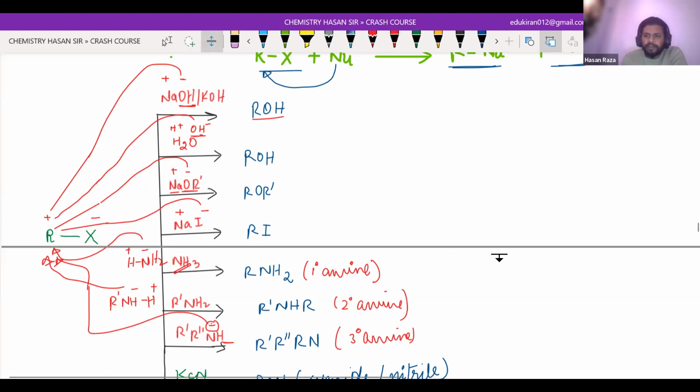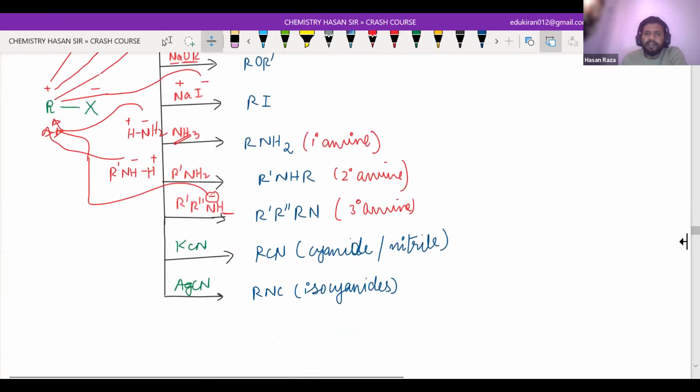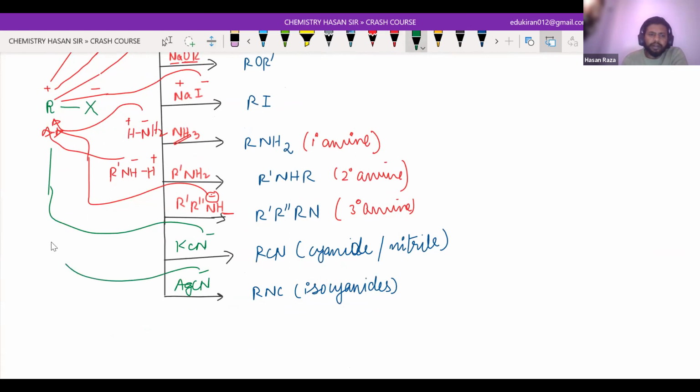Now the next reaction is very important, that is KCN, and you can see this is your negative that will be attacking, and this is also your negative that will be attacking. But here you can see this is your RCN and this is your RNC. Why is it so? It's very important. See, here it is your RX. I'm going to react this with KCN. KCN, can I write K plus CN minus? Why did I write it so?